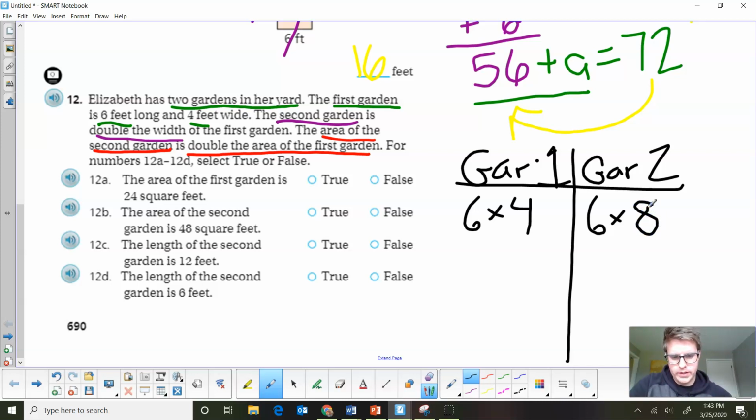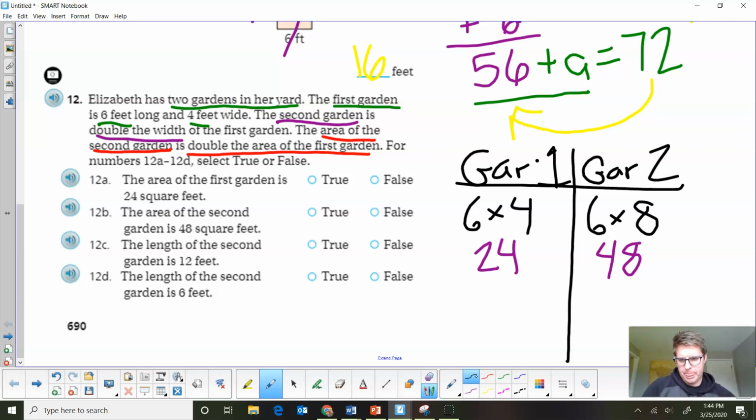All right, so let's figure out the area for garden 1. So I'm going to do the area in purple. So garden 1 is 6 times 4. 6 times 4, London. Good, 24. And the area of garden 2. What's 6 times 8, Evan? Good, 48. So those are the areas. We could find the perimeter, but I didn't see anything in the problem about perimeter. So I'm not going to find that if I don't have to.